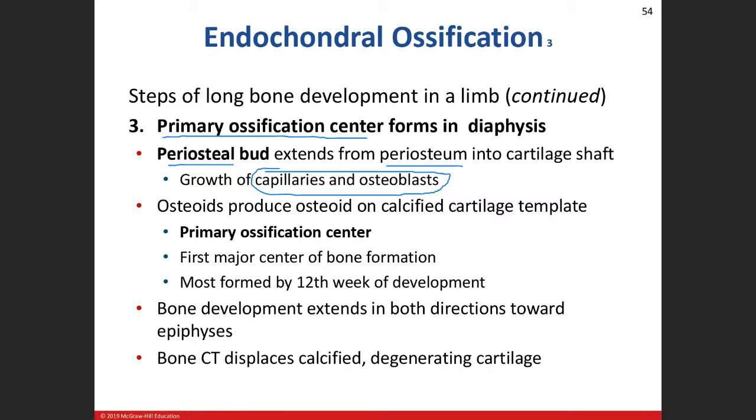Again, the osteoblasts will build the matrix. The capillaries are going to supply the nutrients and the ingredients to make that. So this is just a repeating phenomenon. Osteoblasts keep producing the osteoid. This says osteoids, that should be osteoblasts. The osteoblasts produce the osteoid on top of that calcified template, you could call it. It's just like a design in the beginning, and this is where we'll start to see, around week 12, the actual bone formation in the center of the bone.